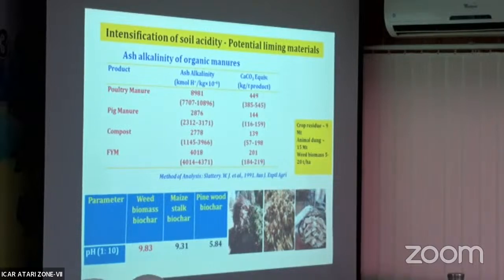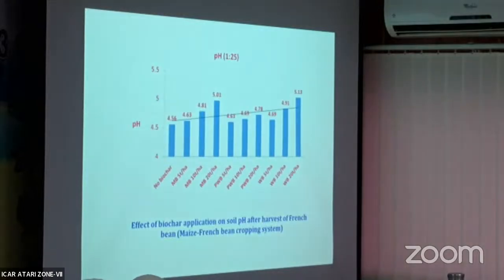Again, this depends on the temperature of pyrolysis. The ideal temperature is 450 to 550 degrees. If you produce biochar from wheat straw or maize at that temperature, you can get a very good pH, so it can be utilized as liming material. Okay. What we have seen: without biochar, the control crop is 4.56. With biochar, it is 5.1. So this is the advantage of biochar.